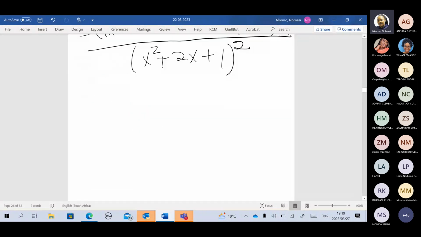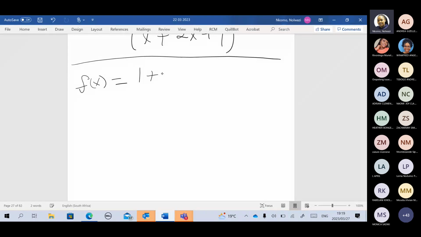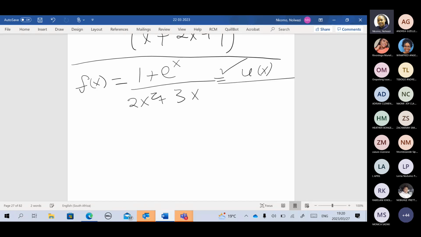Suppose we are given our function as f at x equals 1 over 1 plus e to the power x over 2x squared plus 3x, right? We let this to be our upper function, which is u at x, right? And we let this to be the lower function, v at x, okay? Remember, we need u prime and v prime.